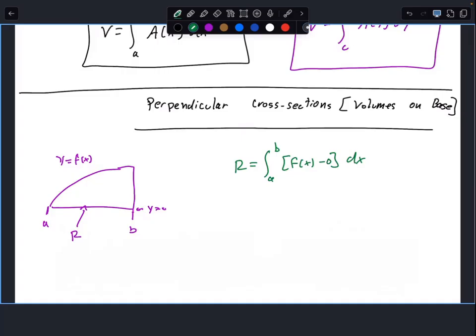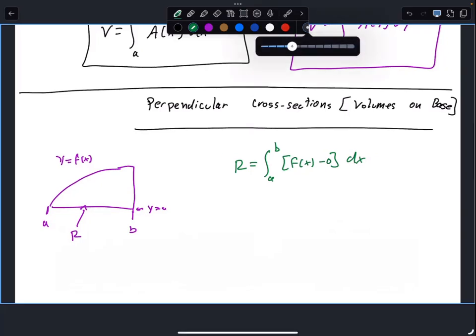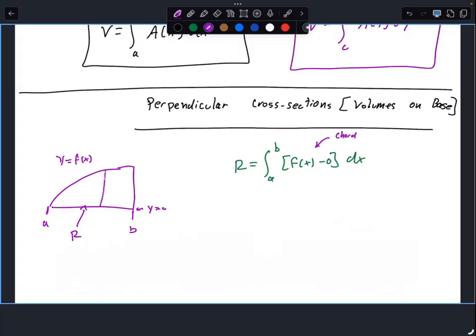Now, the same values that we use for A and B will be the same values you use for A and B for volume. What we oftentimes do is refer to this f of x minus 0, or just f of x, as the chord. So that chord right here is that right there. We're going to use that for the volume notation that I'm going to use very shortly.